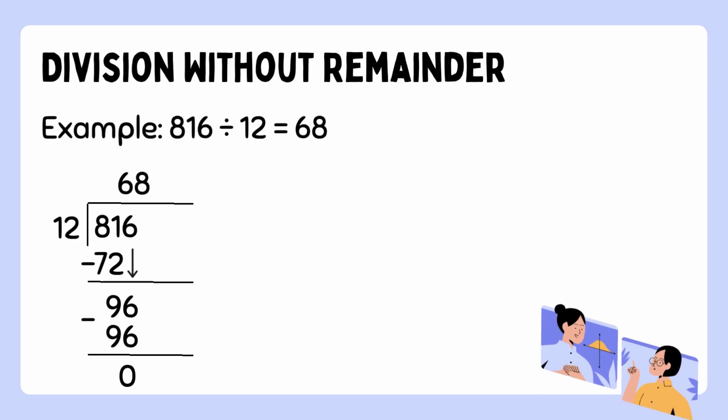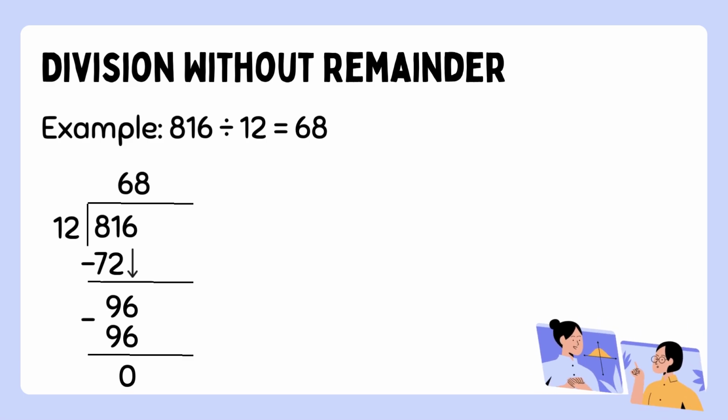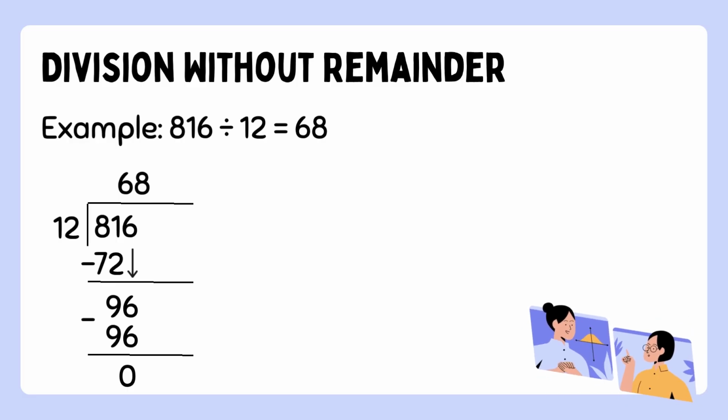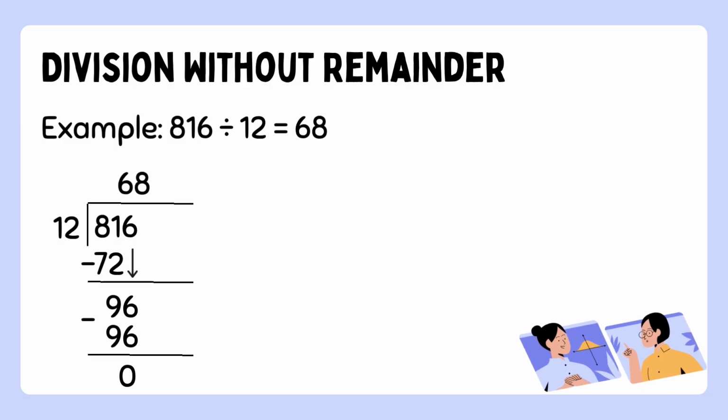How many times does 12 go into 81 without passing it? We try 6, because 6 times 12 equals 72, and 7 times 12 equals 84 would be too big. So the first digit of the quotient is 6. Write 6 above the 1 of the 81, in the tens place of the quotient.